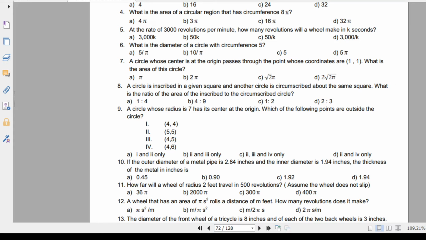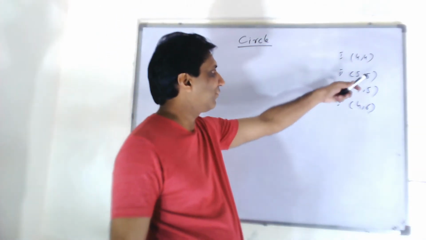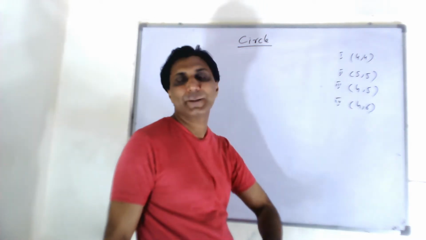Question number 9 from circle. A circle whose radius is 7 has its center at the origin. Which of the following points are outside the circle? These 4 are the points: 4, 4; 5, 5; 4, 5; 4, 6.